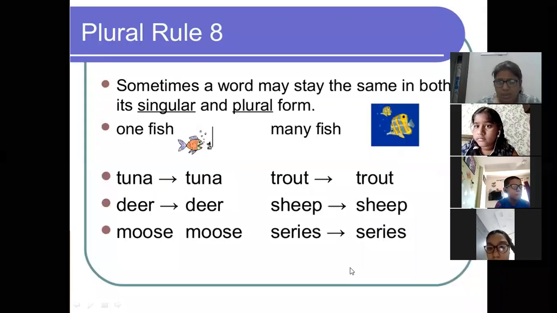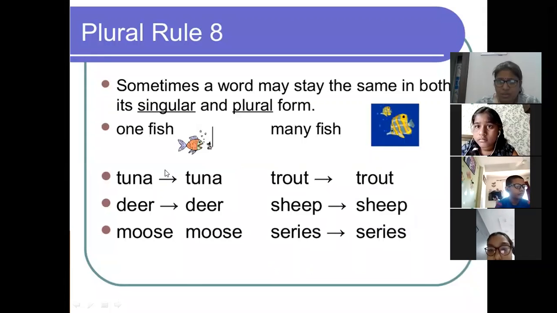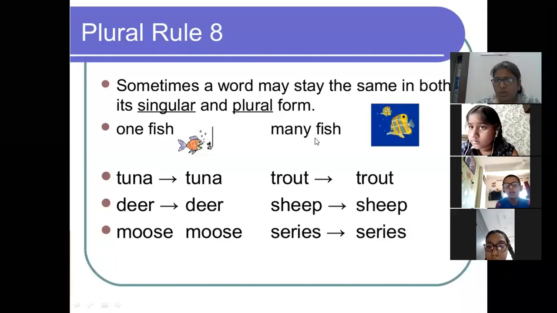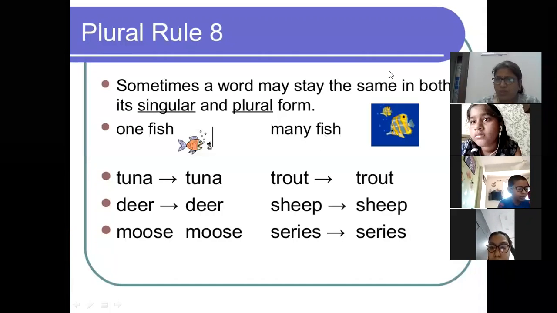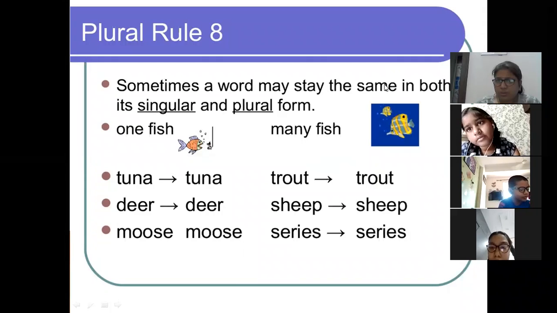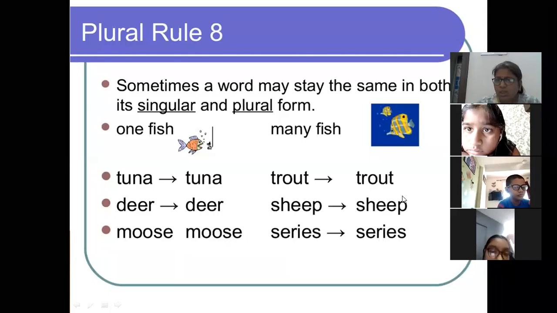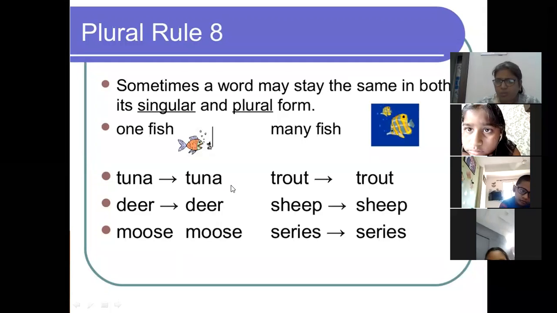Moving to rule number 8. Sometimes a word may stay the same in both singular and plural form. How? Fish. One fish, and if there are more than one fish, what do we say? Many fish. We do not say fishes. Same, deer, sheep, series. We also speak deer, moose, sheep, series. Trout and tuna are names of species of fish.